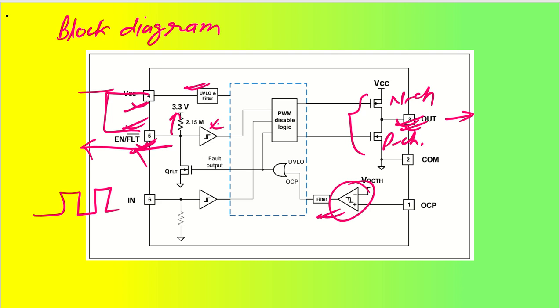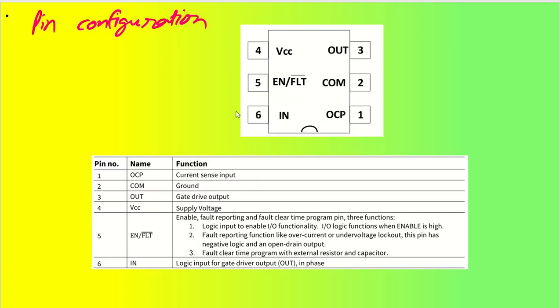If we quickly see again the pin configuration, as you can see, the OCP pin is actually called the current sense input pin. It has a common pin as ground pin, it has the out pin as gate driver output, it has the VCC pin which is the main supply voltage pin for this particular driver, and it has the enable and fault output pin, and it has the input pin which is going to take the PWM input which will give you the gate driver output phase.